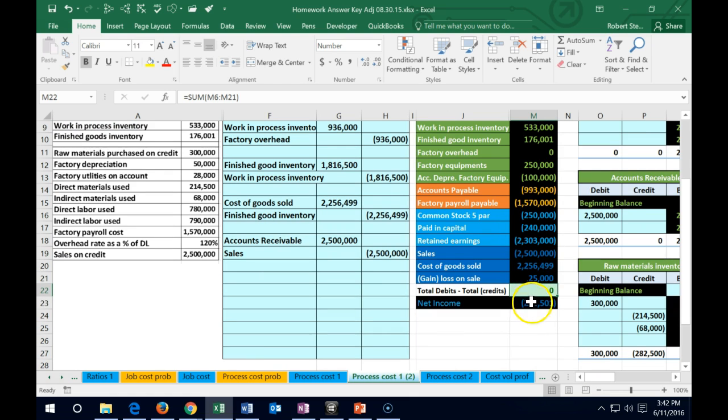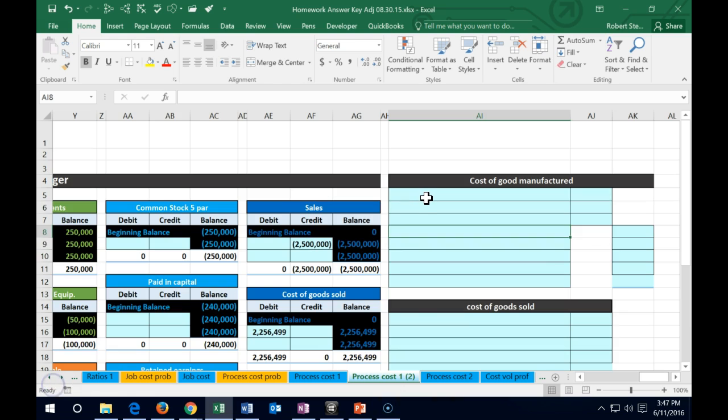We can see what happened from this transaction, from our sales. Here's our sales, 2,500,000. Cost of goods sold, 2,256,499. So we have 243,501 from that part of our sales minus the cost of those goods that are sold. Now next, it's good to take a look at the cost of goods manufactured in terms of a formula here, in terms of like a form.